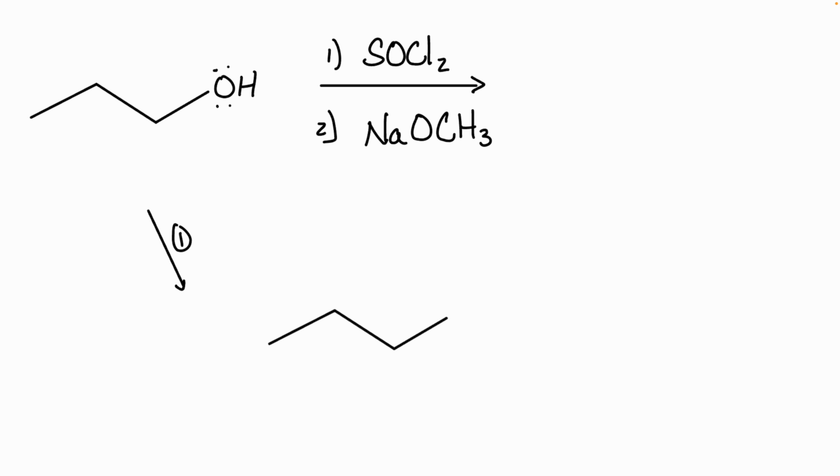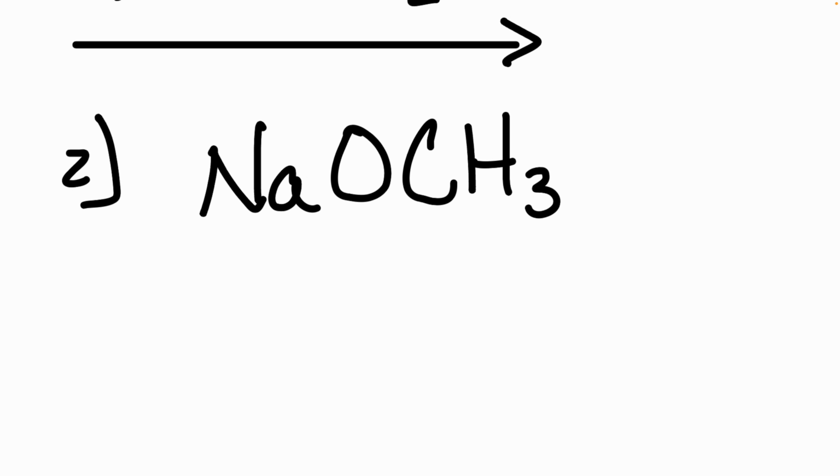All right, so to be clear, what we've just talked about is that that first step is going to replace that alcohol group with that chlorine. I'm going to convert my alcohol into an alkyl halide using that thionyl chloride. Okay, but now I'm adding this sodium methoxide here.